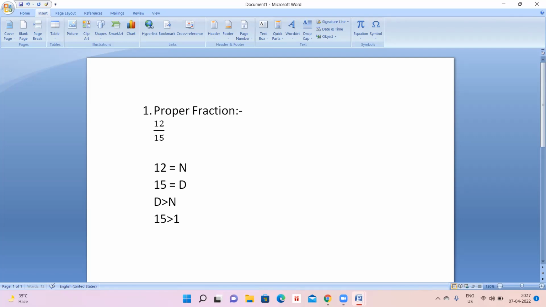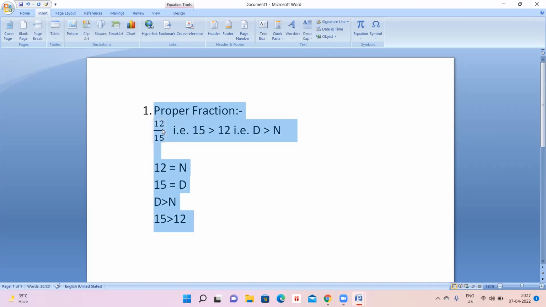So in any fraction where the denominator is greater than the numerator, this type of fraction is called a proper fraction. So I can categorize this fraction as a proper fraction, because 15 is greater than 12, that is, the denominator is greater than the numerator. My dear students, in the same fashion, I will give you a few more examples so you can easily understand.